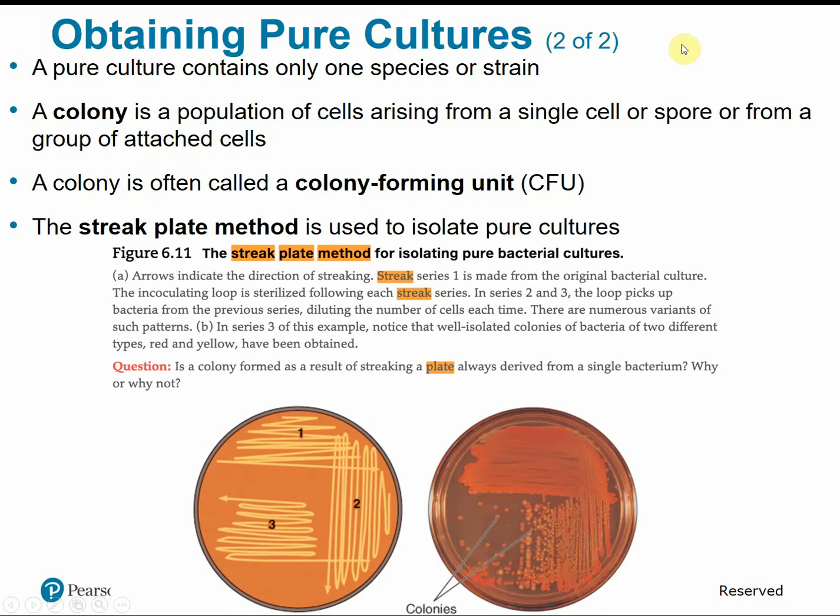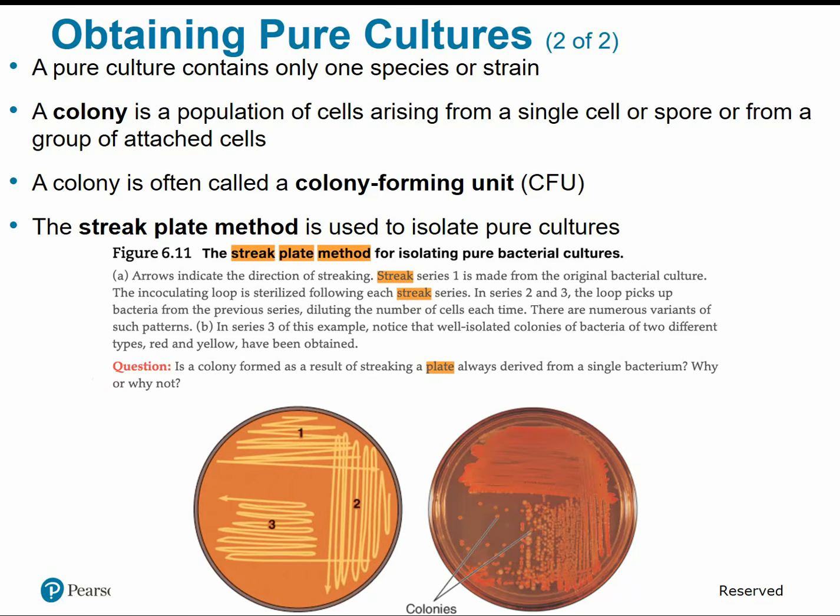When we talk about pure cultures, we're talking about only one species or strain. So a colony is a population of cells that arise from a single cell, typically on our Petri plate. Sometimes you'll see the colonies referred to as CFUs, or colony-forming units, because technically they are millions of cells, right? But they were all derived from a single unit cell. So we use the streak plate method in lab to help isolate these pure cultures.